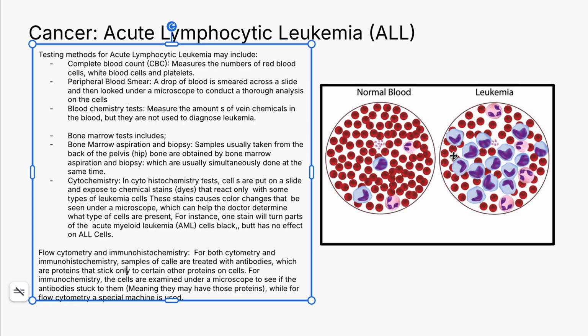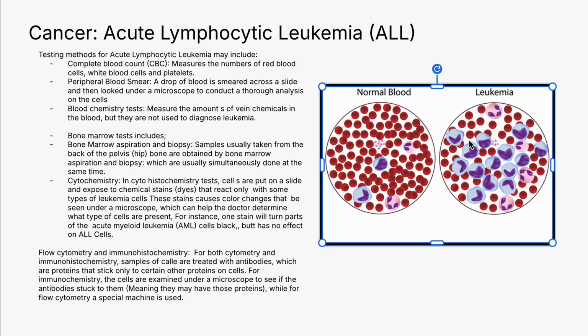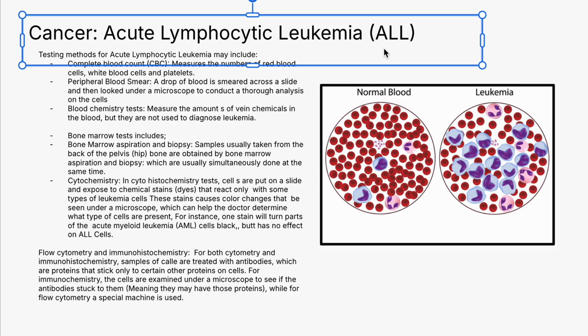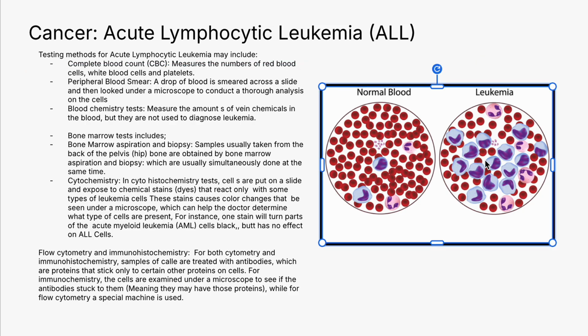And now we just have a diagram comparing what normal blood looks like compared to blood infected with leukemia, because leukemia is cancer in the blood cells.